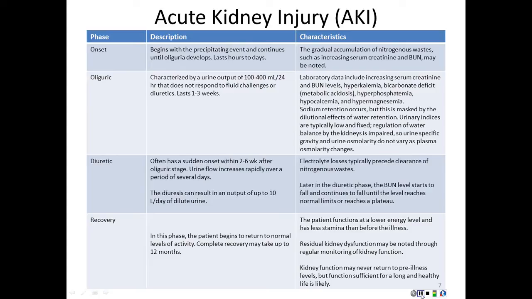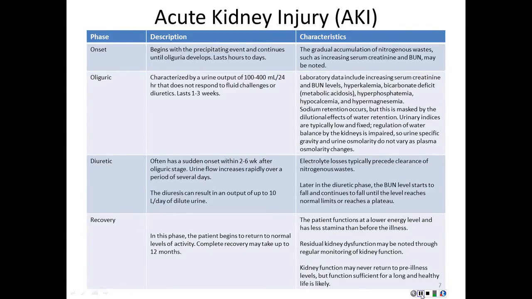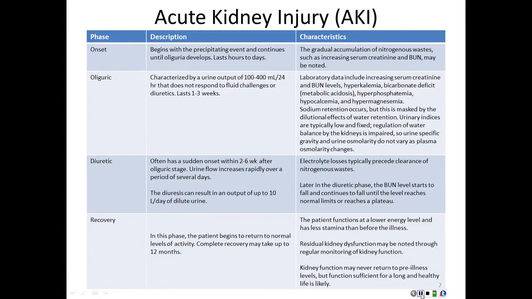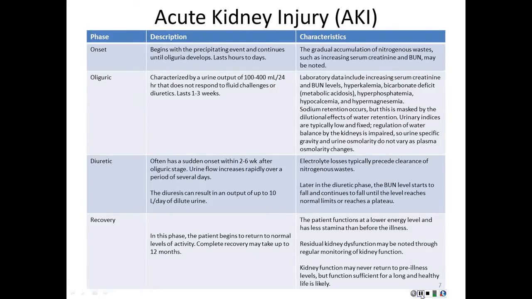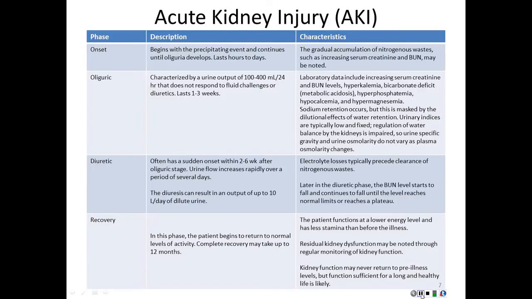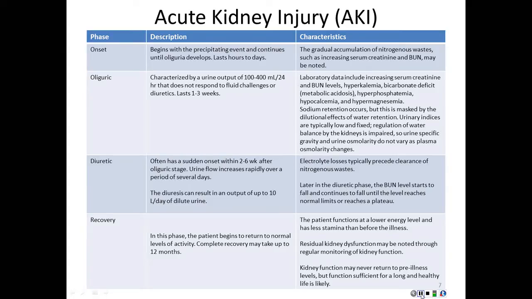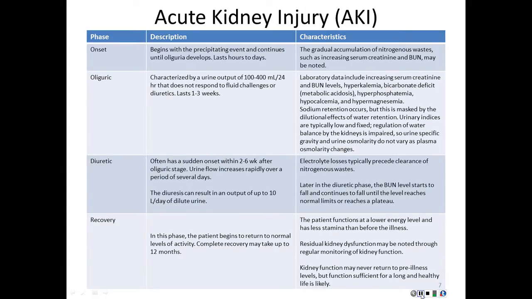Our big problem here is electrolyte loss typically precedes loss of the nitrogenous waste, so we have to be aware of problems with electrolyte losses. If we're seeing too much sodium loss, we can see problems with encephalopathy. We can see hypokalemia. We can see the problems that go along with the cardiac effects of those. But later, we're going to begin seeing that BUN and creatinine levels fall until they reach a near normal plateau. They may go back to normal, or they may stabilize at a level a little bit above normal if there has been damage to the kidneys at that point in time.